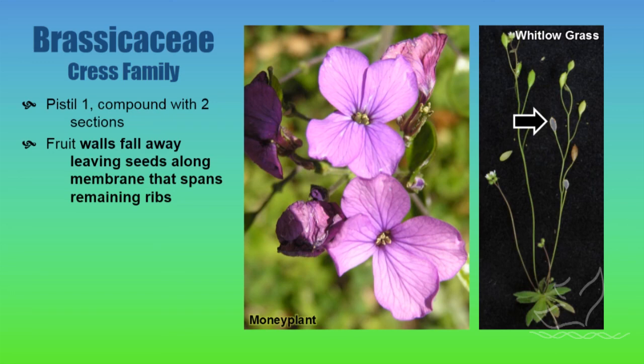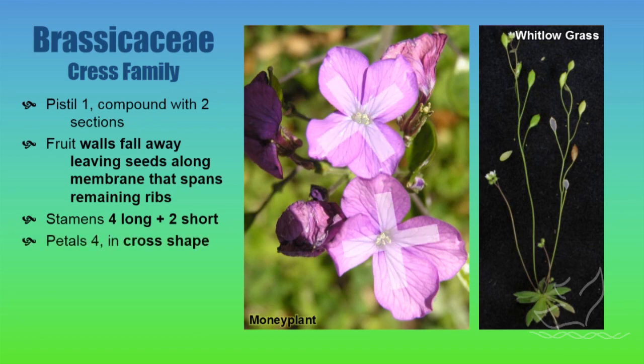There are 6 stamens. There are 4 long ones and 2 short ones, which you can basically make out in this illustration of the money plant. So you see the 2 short ones sort of on the sides, tucked down a little bit lower between the petals. Petals are 4, and they usually are in a sort of cross pattern. So the word cress means cross. That's where the family gets its name, from the cross pattern of the petals, the 4 petals.